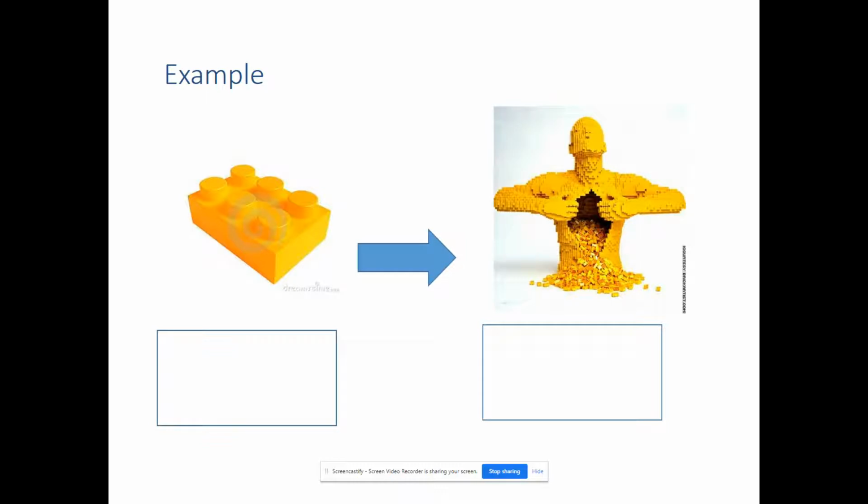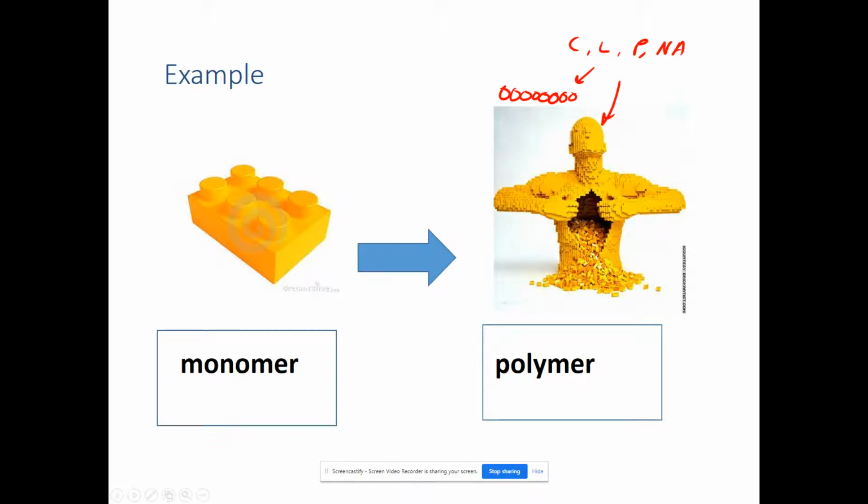Here's another example. If we have a single Lego, this is going to be a monomer, and our whole Lego figure put together would be like a polymer. Now, again, the chain is a better example because the macromolecules that we're talking about, carbs, lipids, proteins, and nucleic acids, are more like chains rather than like a big figure. But the analogy still, I think, is okay. So monomers and polymers.